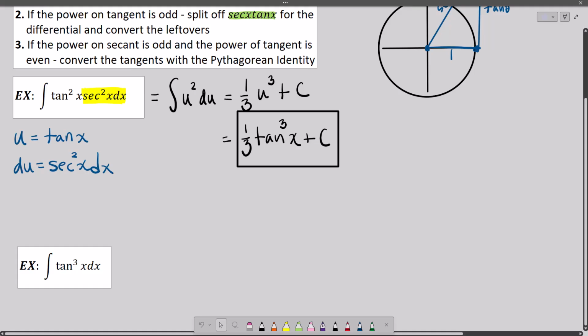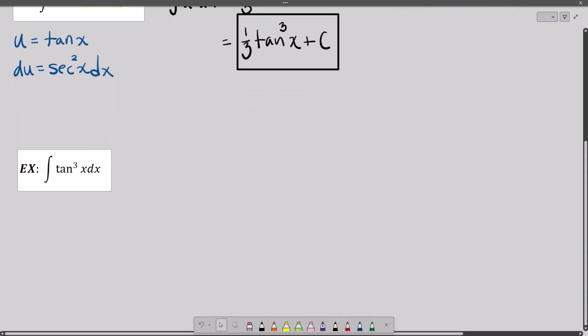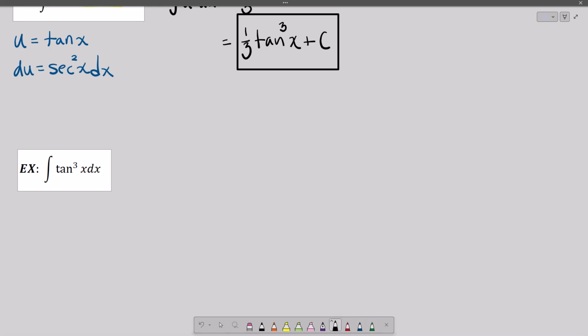Okay, so when secant is even, pull off a pair of secants. Now we're in the second case. Tangent is odd. This says when tangent is odd, pull off a secant tangent. All right. Do you see a secant? We don't see any secants, do we? Do we agree there's no secant there? Don't see it. What do we do in calculus when we want something and it's not there? Right. Just put it there.